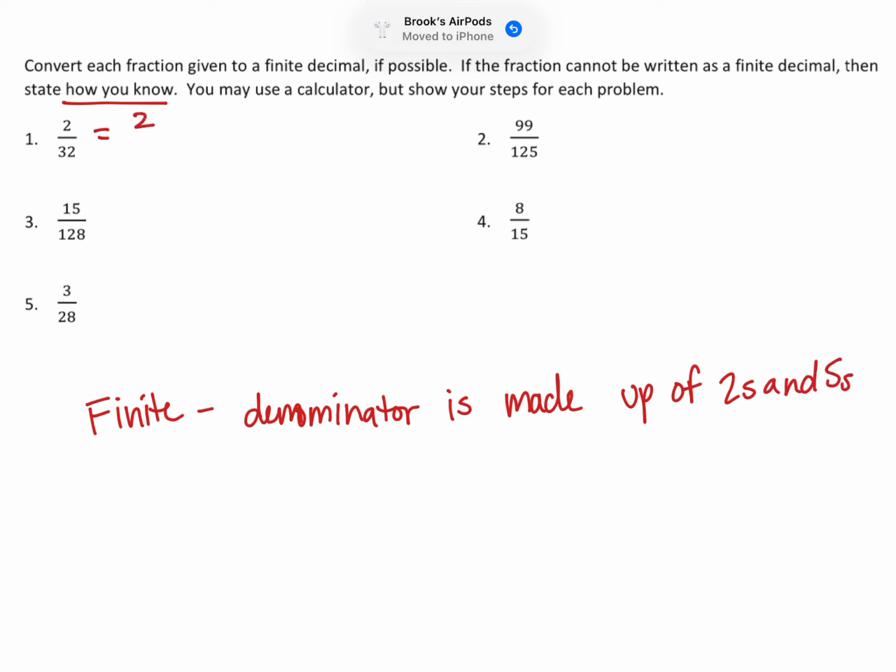So 2 over 32 can be reduced to 1 over 16. And then we want to break down our denominator into its pieces. So 16 is 2 times 8. 8 can be rewritten as 2 times 4. 4 can be rewritten as 2 times 2. Since this is written with only 2's or 5's, it is finite.